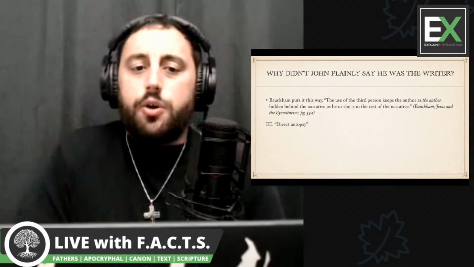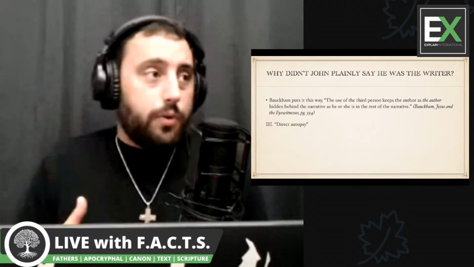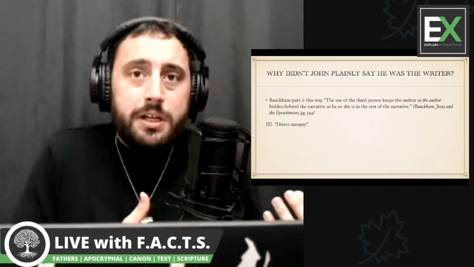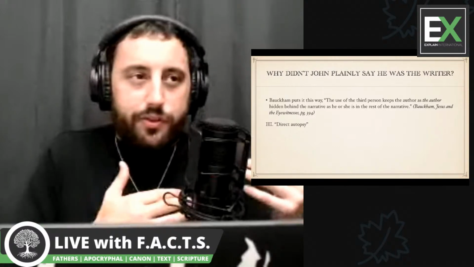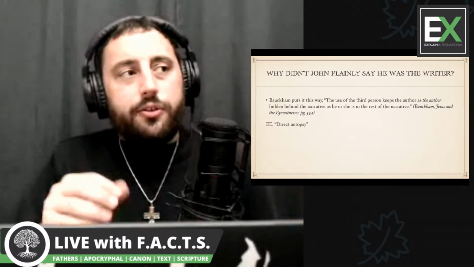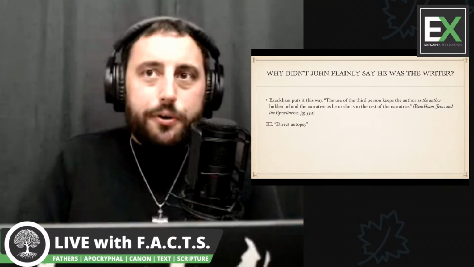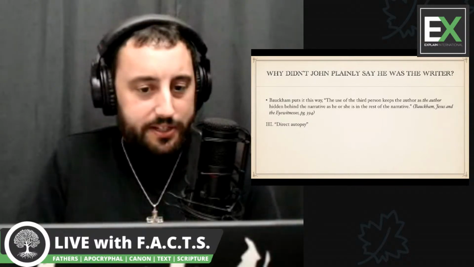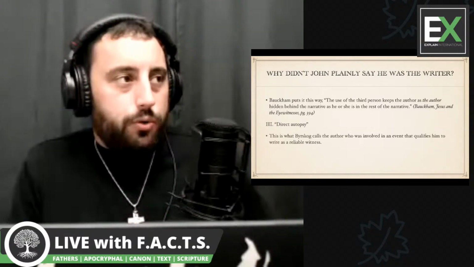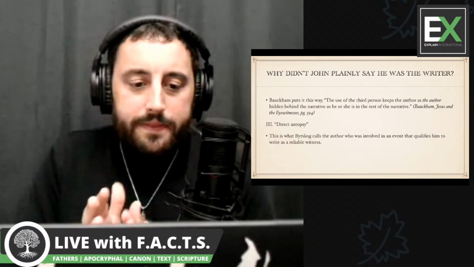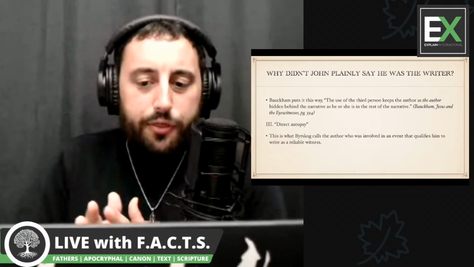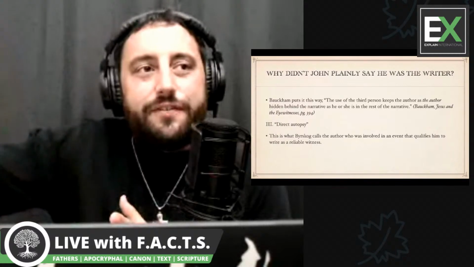Another reason. So why didn't John plainly say he was a writer? Well, that's not the style of the time. It would have caused issues of discrepancy with the churches. But also another reason here is, as one person puts it, it's a direct autopsy. And what does that mean? Well, what Byrskog meant by that, because this is a term that he used, is what Byrskog calls the author who is involved in the events themselves.